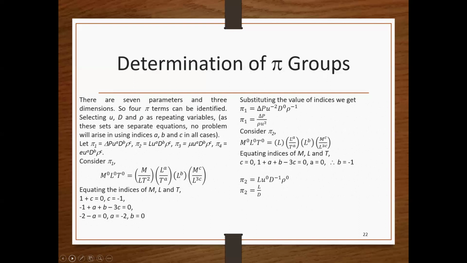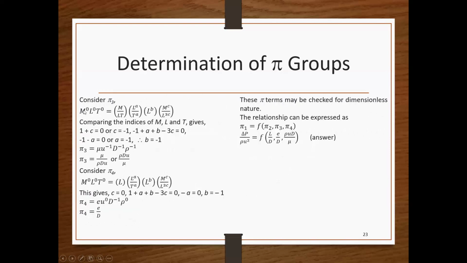Consider pi 2. Then M^0 L^0 T^0 is equal to L, times L^A over T^A, times L^B, times M^C over L^3C. Equating indices of M, L, T, C is equal to 0. 1 plus A plus B minus 3C is equal to 0. Then A is equal to 0, so B is equal to negative 1. So pi 2 is equal to L times U exponent 0, D exponent negative 1, rho exponent 0. Those with exponent 0 drop out. So pi 2 is equal to L over D.